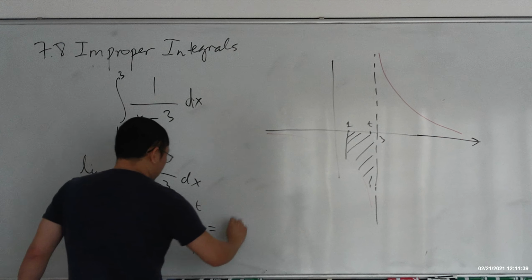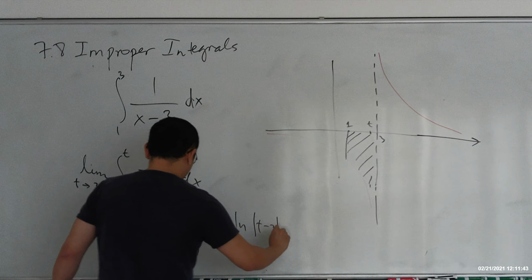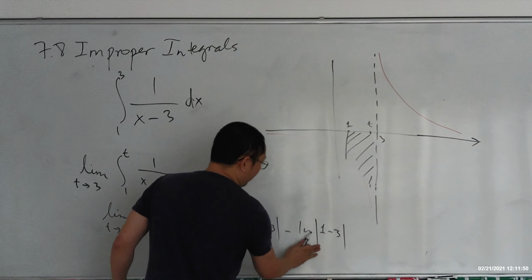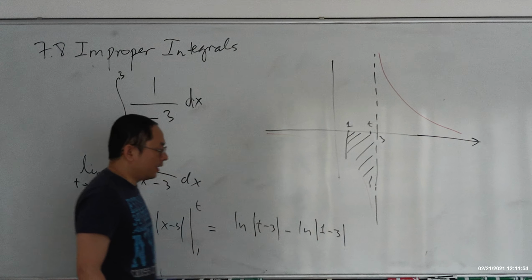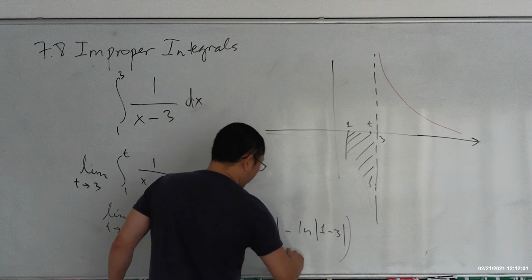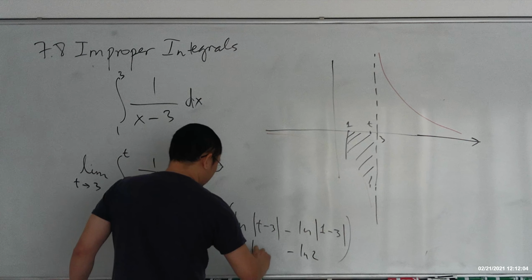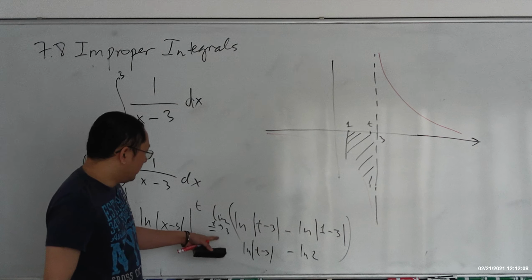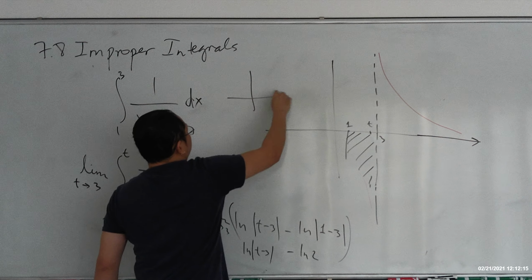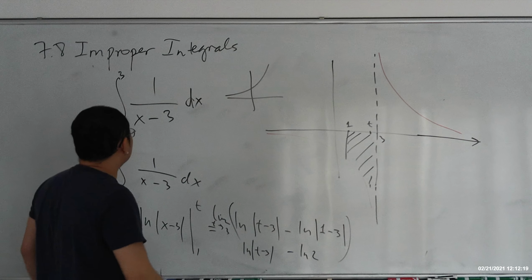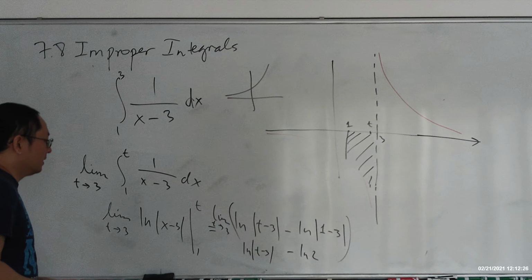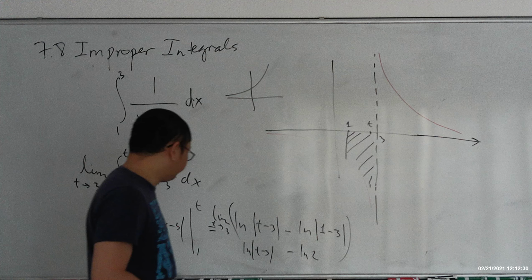So this is ln of the absolute value of t minus 3 minus ln of the absolute value of 1 minus 3. You see how I have to put in the absolute value, because I want to make sure that the quantity inside ln is positive. Then take the limit as t goes to 3. This is ln of 2, a constant, minus... this is ln of t minus 3. And when t goes to 3, it's going to be close to 0. And ln of 0, what is ln of 0? Negative infinity. So the absolute value is going to be positive infinity, right? So this is divergent.